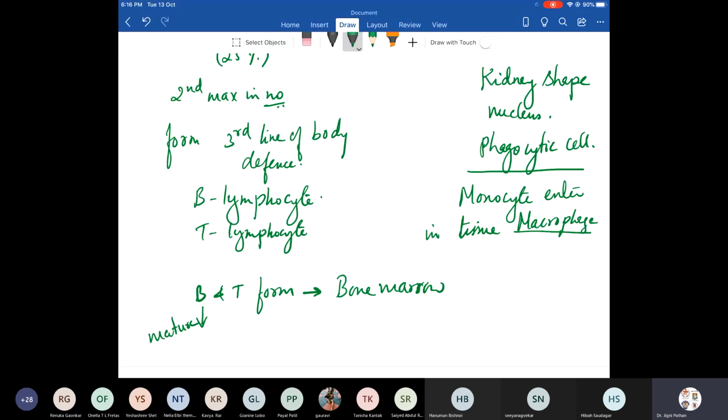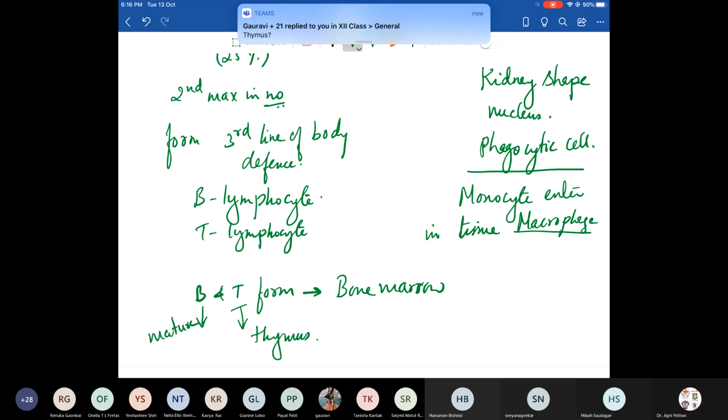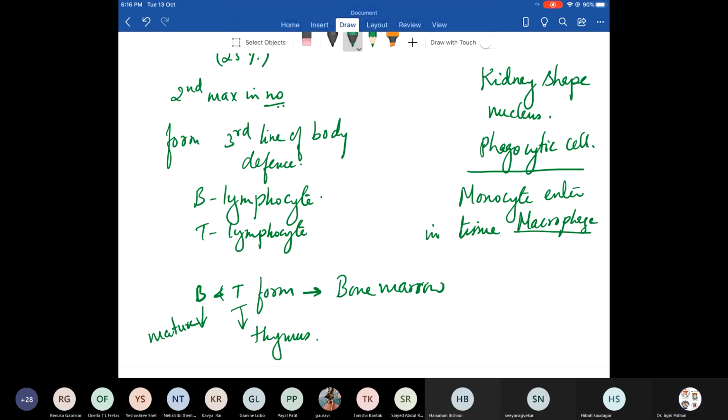B and T cells form in the bone marrow, and T cells mature in the thymus. Do you all remember these parts? Yes, very good. Any difficulties to anyone? Gauravi, yes, it is thymus.